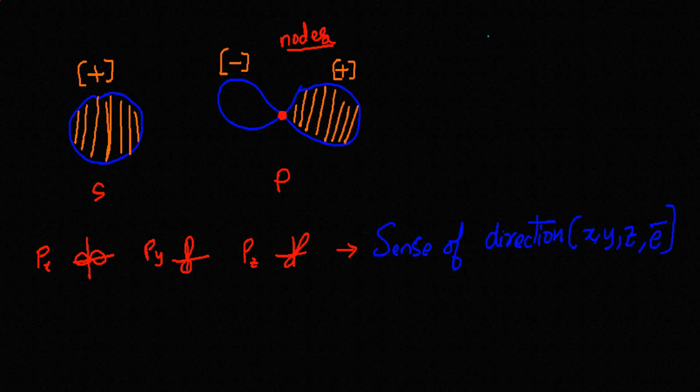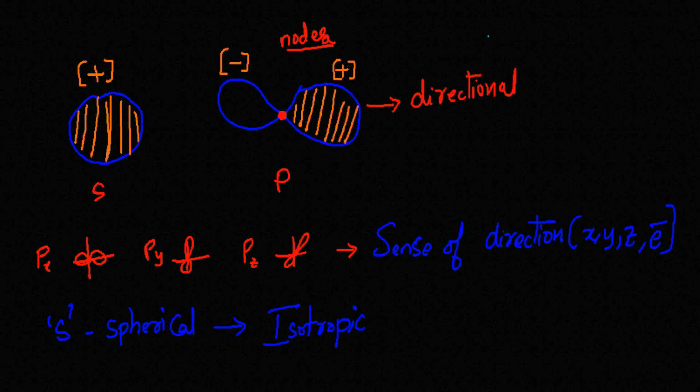But in case of s-orbital, s-orbital is spherical, s-orbital is isotropic in nature. That means it is not dependent on any axis. It is unidirectional. Therefore, the probability of finding an electron is equal in all directions. So we can conclude that p-orbital here is directional and s-orbital is not directional.